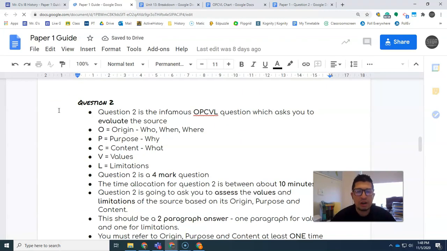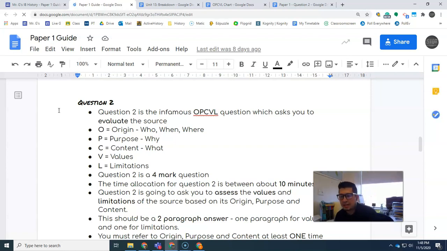So question 2, all right? Question 2 is asking you to evaluate sources. It's going to be one of the written sources, and you're going to have to evaluate essentially the reliability, the validity of that source. This is the creme de la creme for IB students, the crown jewel of paper 1. This is the skill that IB students, that historians have got to have in order to continue down the path of being a historian, right?